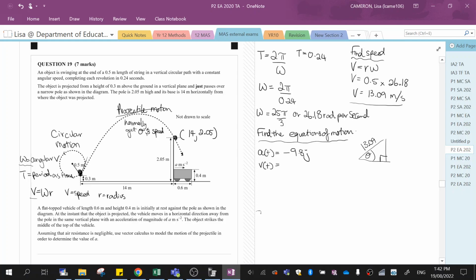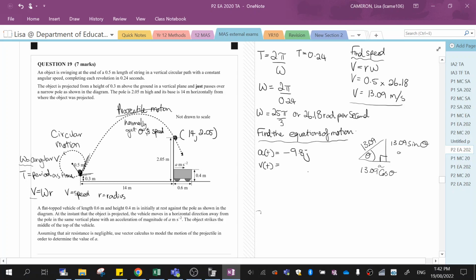It's going off in that direction. So if you're thinking about this thing being released, its speed makes up this triangle here. The I component of this is the adjacent side, and this is the opposite side. So the length of this will be 13.09 cos theta, and this one over here will be 13.09 sine theta.